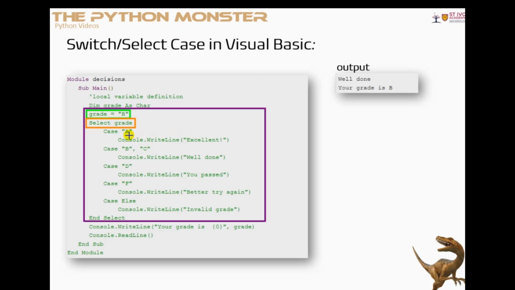Okay, so the case here, you can see all of these have a case. Case is basically a way of saying, is it the case that the value assigned to grade is A, or is it the case that it's been assigned B or C? So this here, guys, is the equivalent in Visual Basic of saying B or C. Is it case D or is it case F?